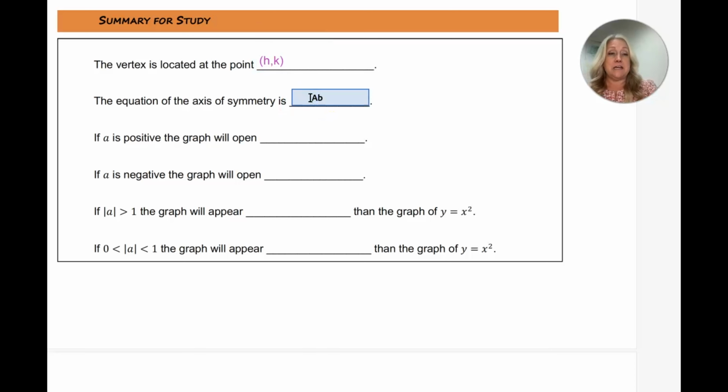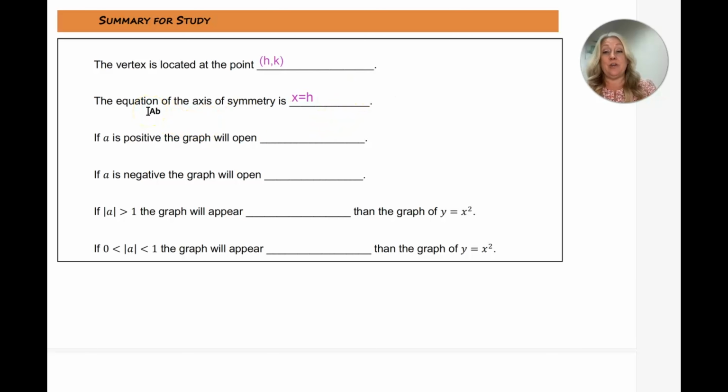What about the equation of the axis of symmetry? Well, in the definition, we said that vertical line, the line of symmetry, is going through the vertex, right? And it's going through the vertex at what that x coordinate is. So that means that we have a line, and you need to write it in an equation form, right? So anything that is a vertical line is an x equals. And x equals whatever that h value is. Right? So x equals h.